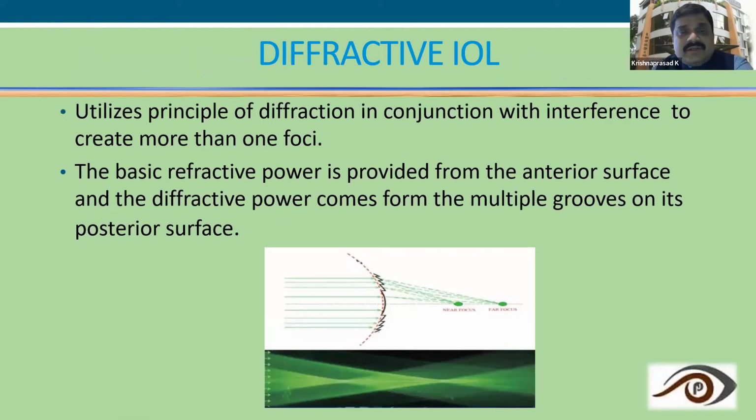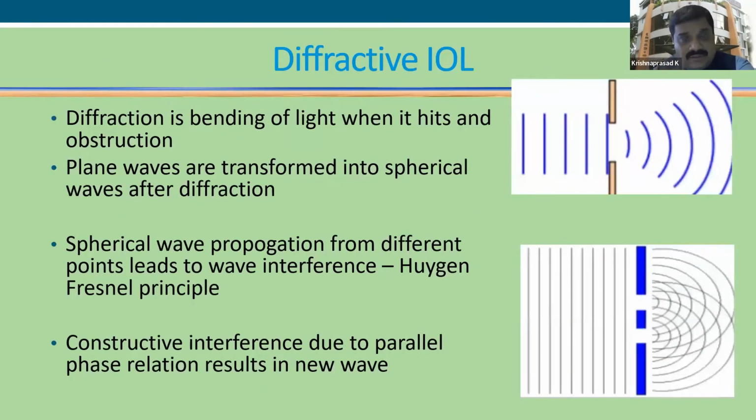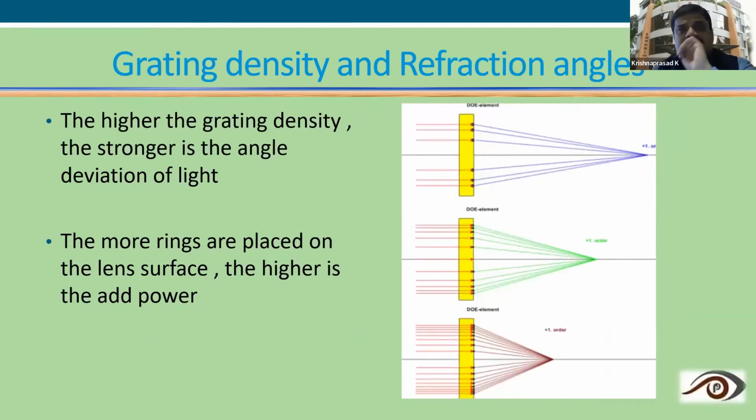So this is about the refractive IOLs. I'll not tell much about it because Dr. Chinappa has already told about the diffractive IOL. But what exactly happens is, the principle is that whenever plane waves are transformed into a spherical wave after diffraction, there is a constructive interference due to the parallel phase relation that results in a new wave. So grating density and refraction angle are very important. If a lens has a higher grating density, that means stronger is the angle deviation of light.